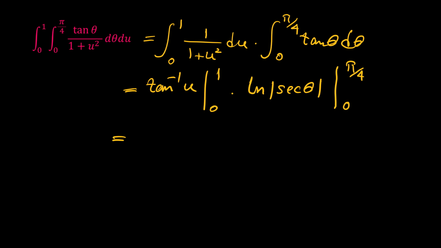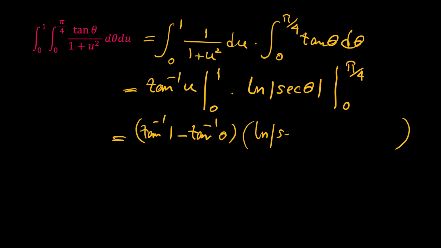Now we have to do the substitution. If you plug in 1 in the tangent, we have tangent inverse of 1. So tangent inverse of 1 minus tangent inverse of 0 times this y. We plug in pi over 4, ln of secant of pi over 4 minus ln of absolute value of secant of 0.